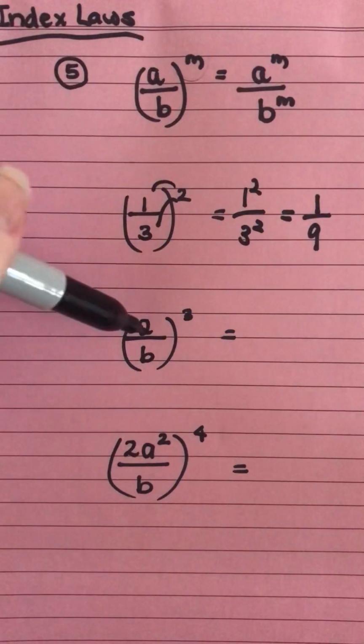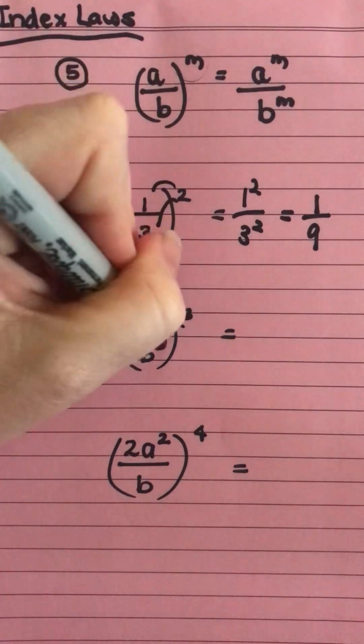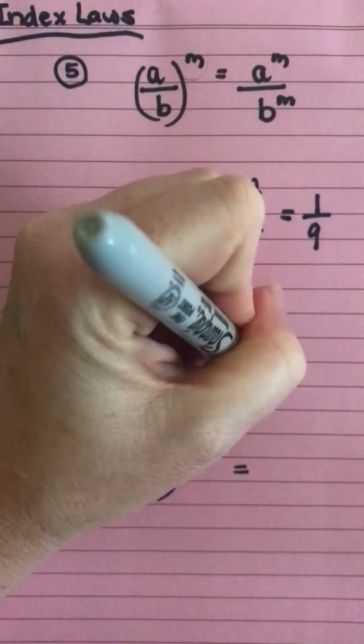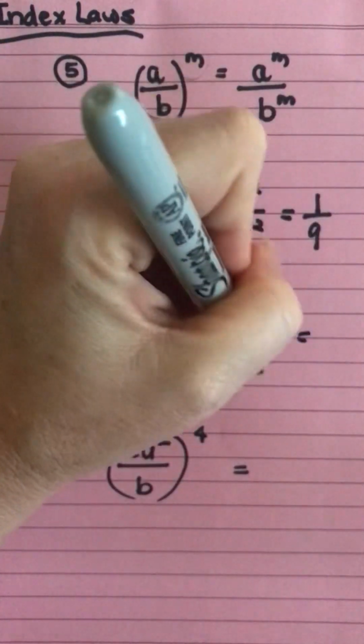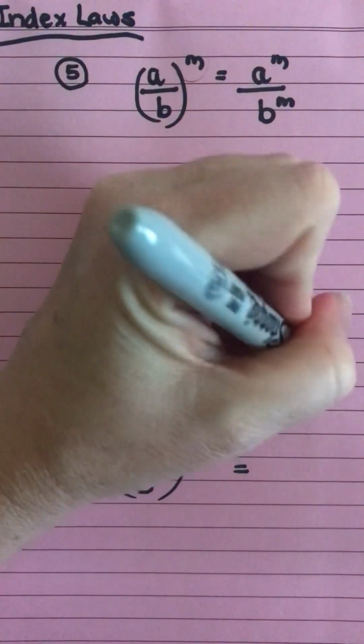Then we've got here 2 over b and we're raising that to a power of 3. So that power of 3 is going to apply to both of those things. So we've got 2 to the power of 3 over b to the power of 3. Now I'm going to simplify my 2 to the power of 3 to 8 over b to the power of 3.